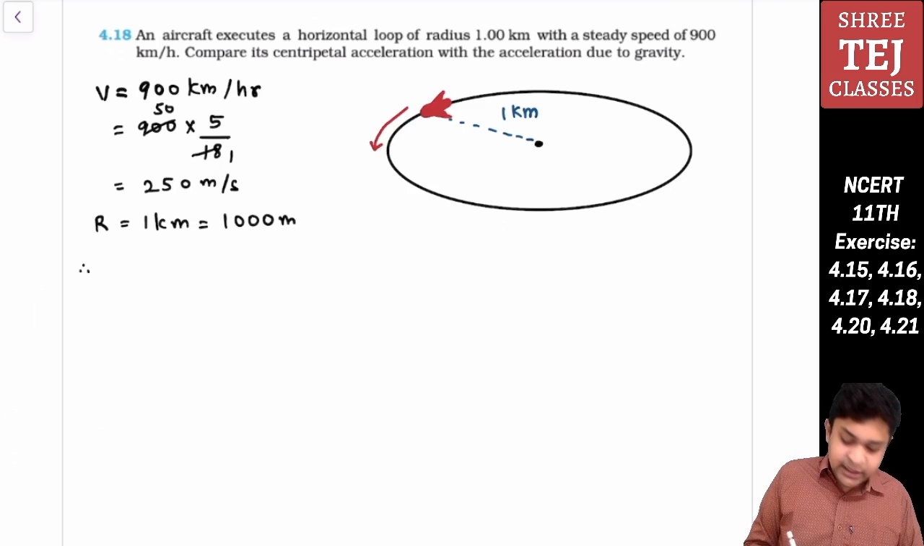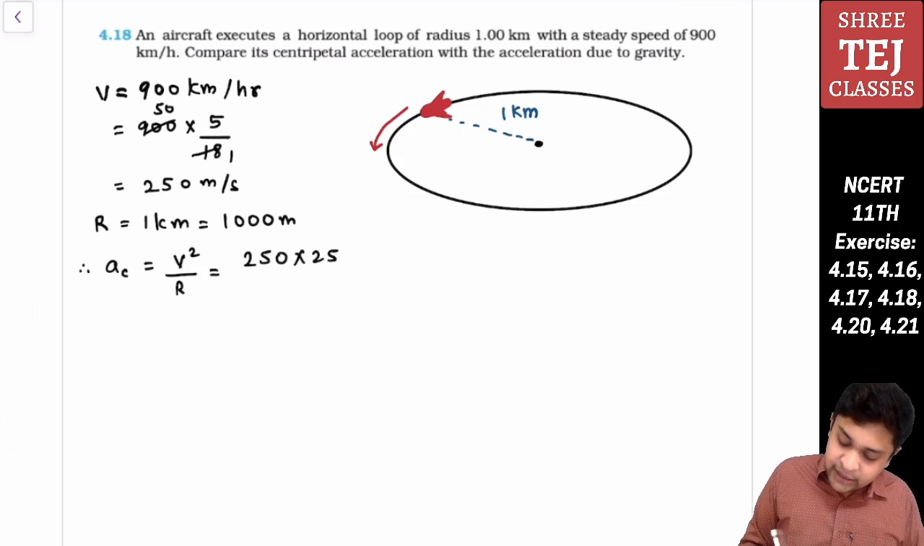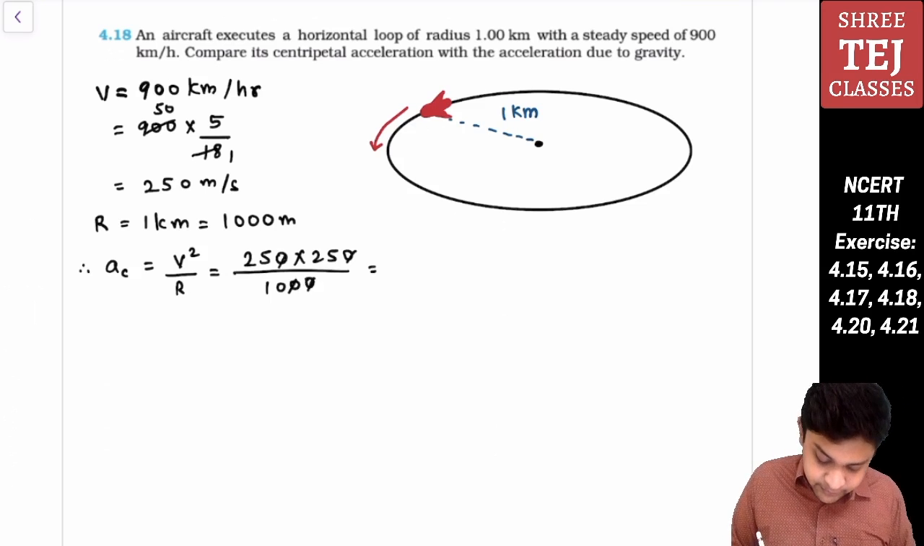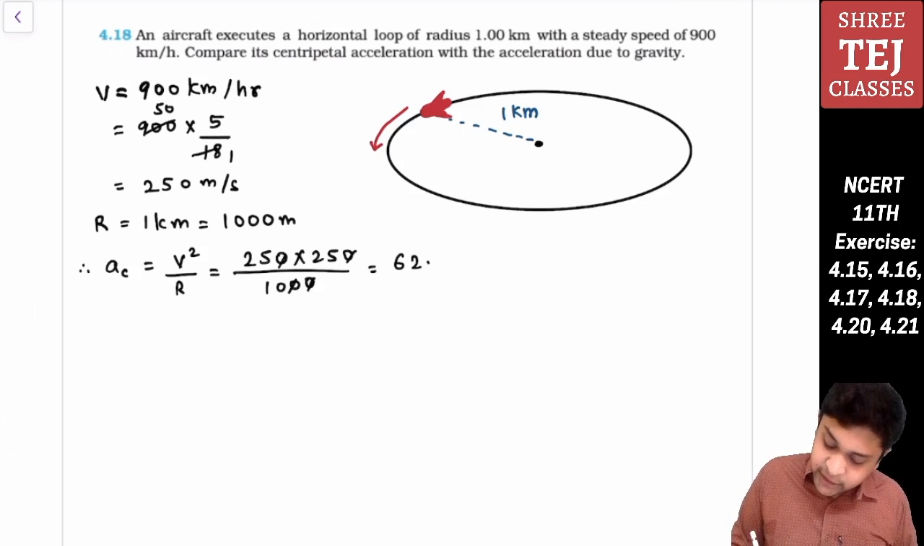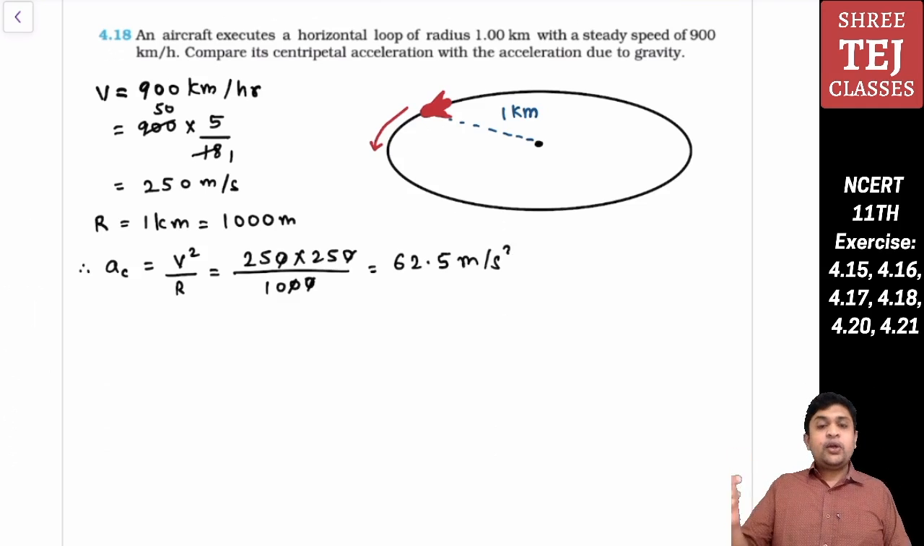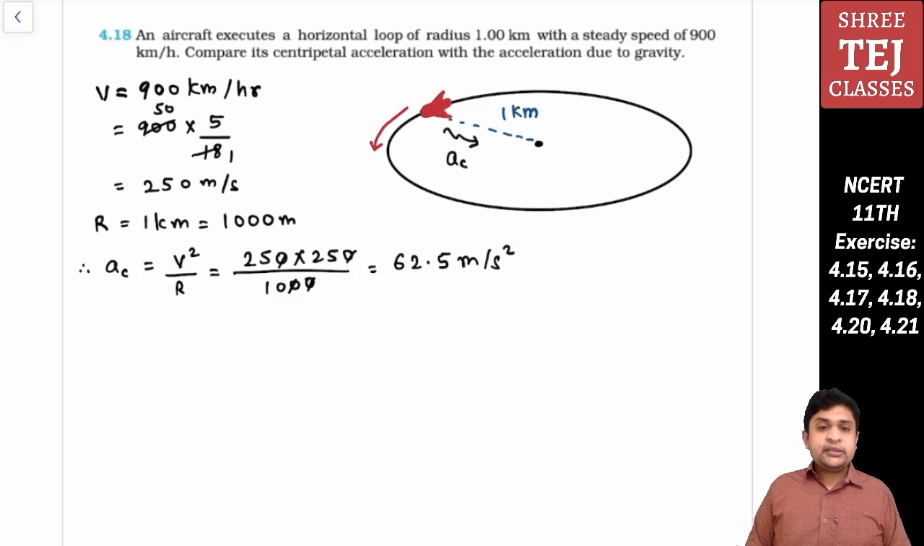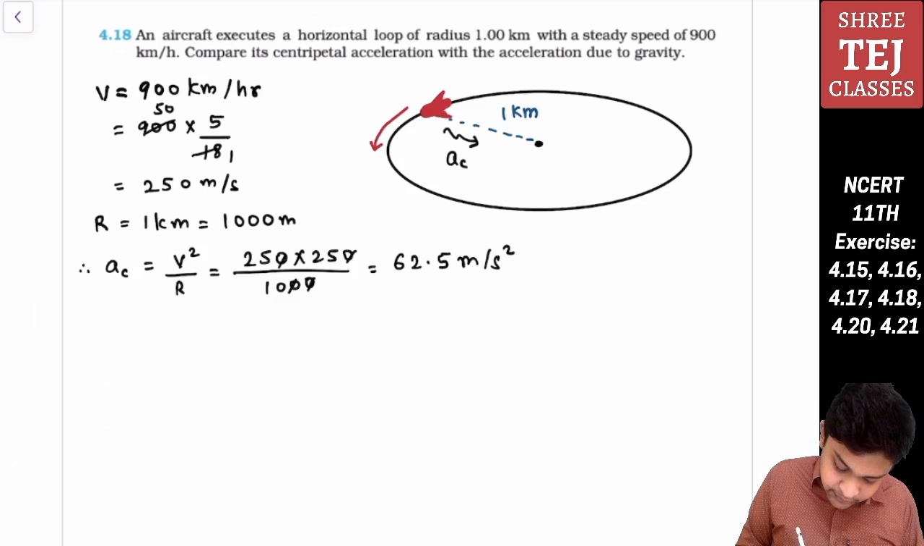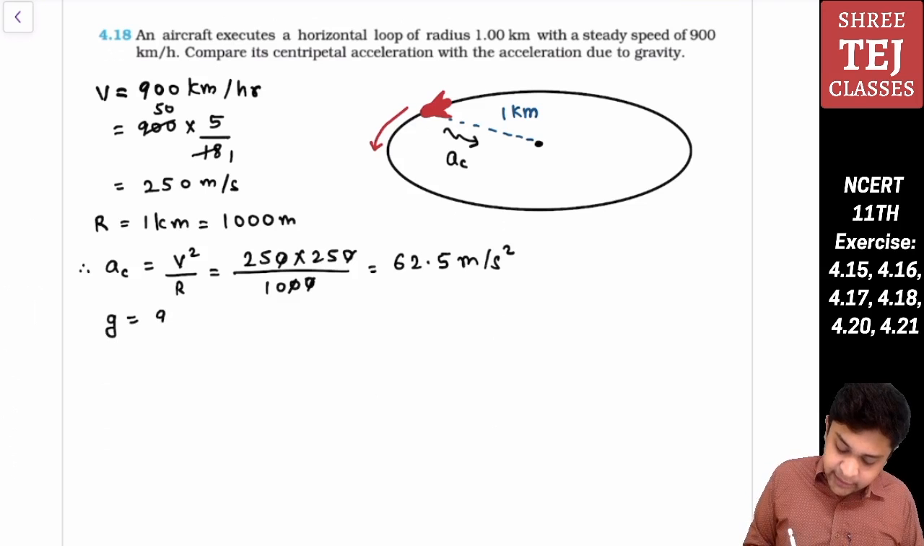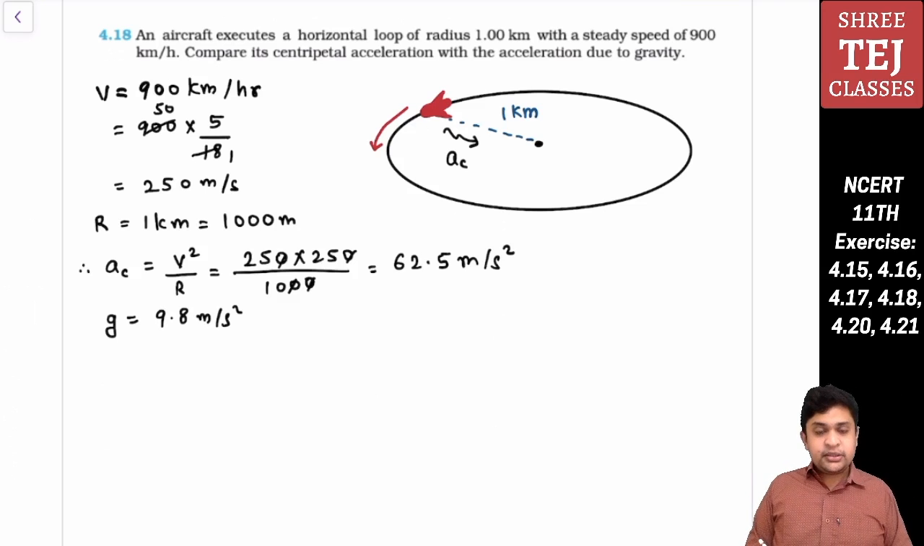Therefore, centripetal acceleration AC is v square divided by r. So it is 250 multiplied by 250 divided by 1000. So it is 62.5 meter per second square, and it will always be towards the center. And we know acceleration due to gravity is 9.8 meter per second square.